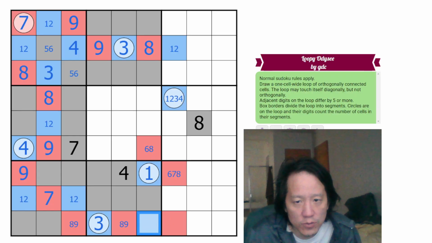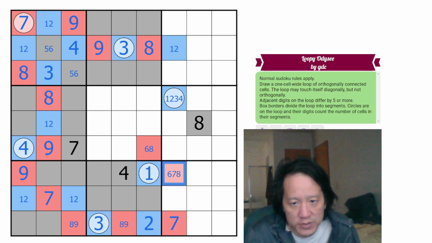This can't be 1 or 3, so this is 2. I don't know how I got a 3 there. This has to be 7 because we have an 8, 9, 8, 9 pair here, right? Because around the 3. So therefore, this is 7. If we go here, so this can't be 7.